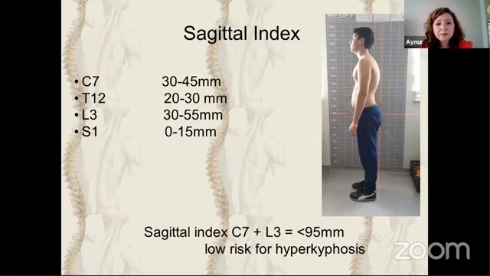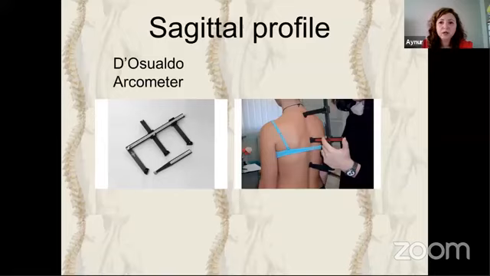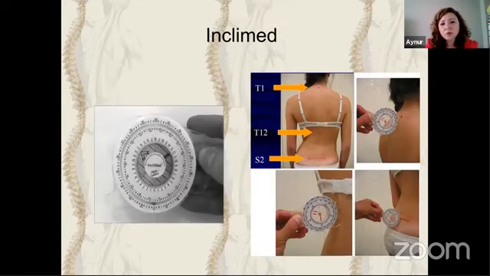You measure the sagittal from C7, T12, L3, and C1. Sagittal index is C7 plus L3. If it is lower than 95 millimeters, it has a low risk for hyperkyphosis. We can say hyperkyphosis. You must measure the sagittal profile with a laser or the Zebris ergometer. Also, there's a tool for sagittal measurements. It is named Inclimed.